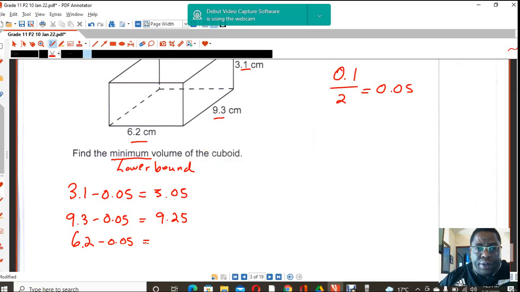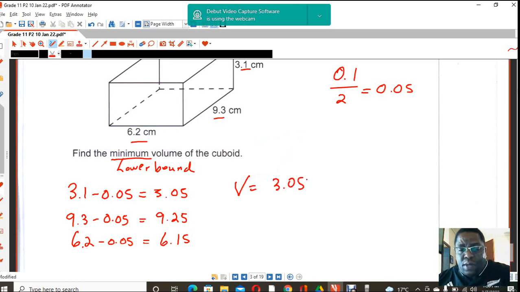So take away 0.05, and that gives you 6.15. Okay, right, so once you do that, in order for you to find the volume, you will simply multiply all of these together. So remember, this answer is in cubic centimeters.